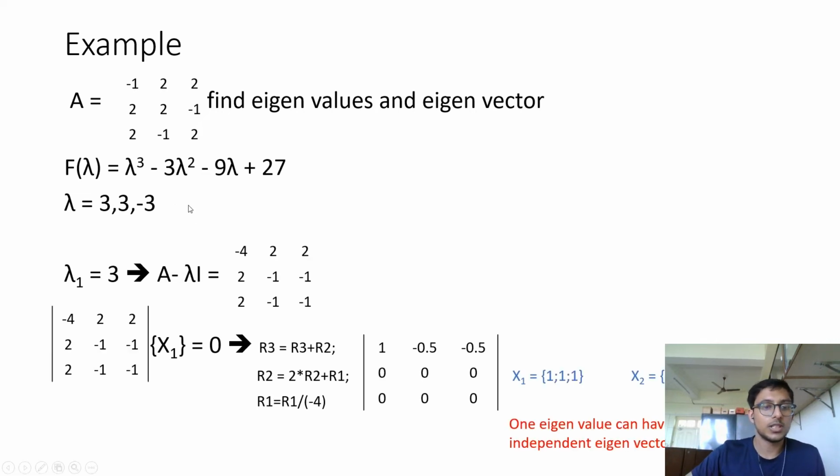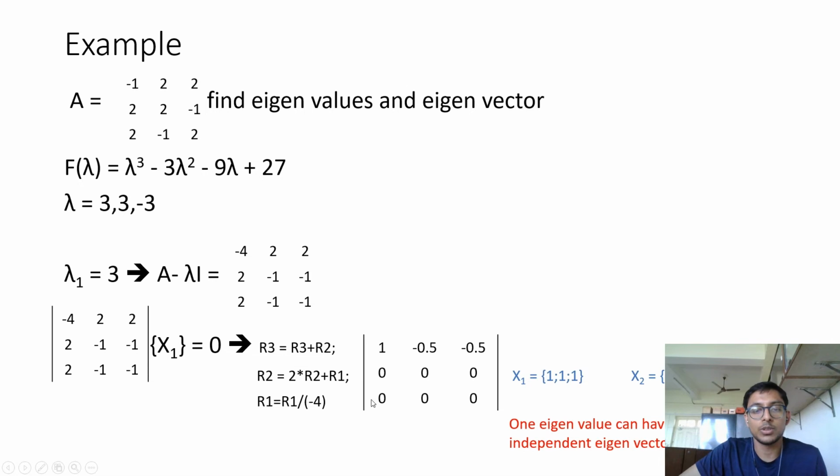So let's find the eigenvector for the eigenvalue 3. We put lambda equal to 3 into the A minus lambda I format, and we get a new matrix. Then we have this homogeneous equation that we will solve. We can again reduce this equation into row-echelon format by performing these row operations. That is, R3 is equal to R3 plus R2, so R3 will become 0. After that, R2 is equal to 2 times R2 plus R1. Then R1 becomes 0.